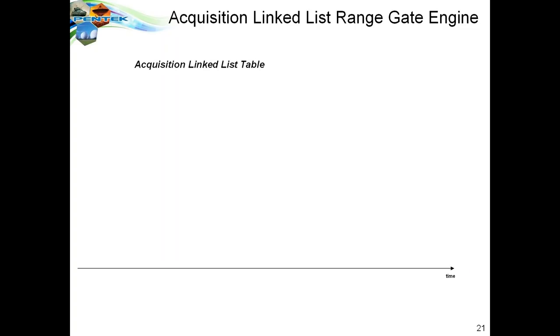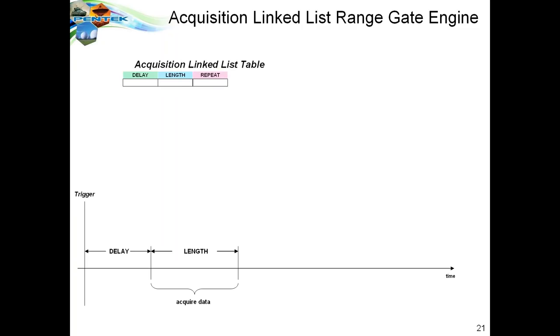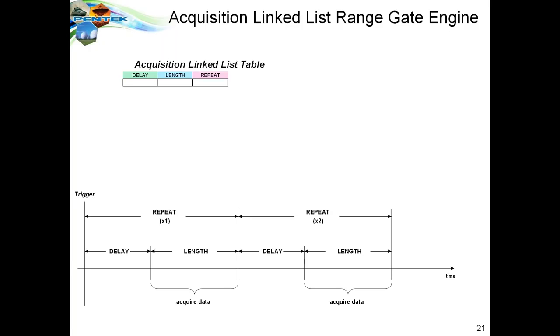We start out with the acquisition linked list table, which is filled out by the customer specifying the delay from trigger before the acquisition begins, and then the length of samples of the acquisition itself. These are the two parameters that are needed to specify a range gate that we've talked about before. We can also specify the number of repeat cycles if that's required. And we also specify, of course, the link number.